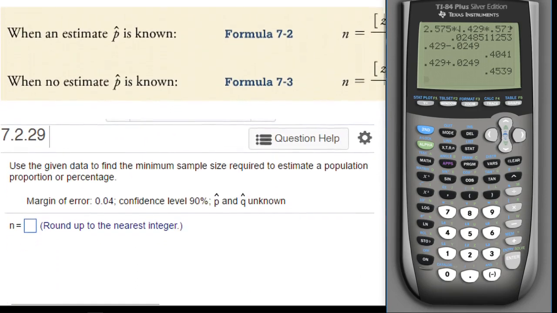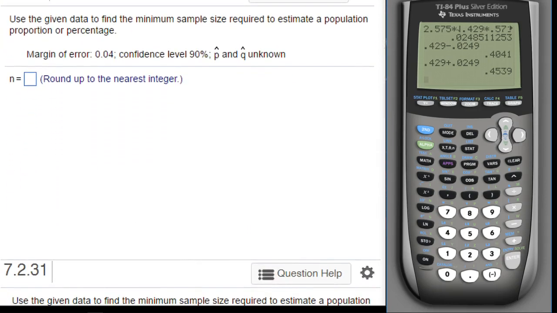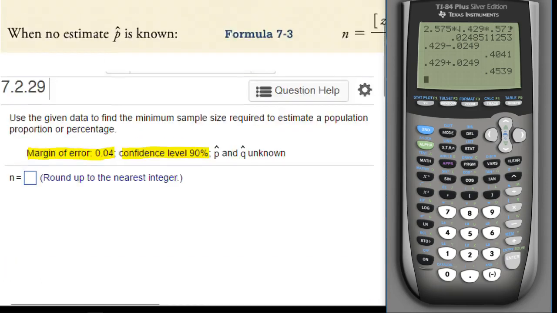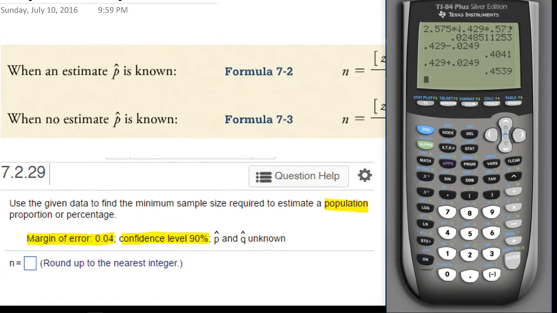So for example, let's look at this problem, which says, use the given data to find the minimum sample size required to estimate a population proportion or percentage. If we're ever interested in calculating some kind of population proportion, we have a couple of formulas that would give us the minimum sample size, the minimum number of values we should sample, given the margin of error that we want to stay within, and also given the confidence level that we want as well.